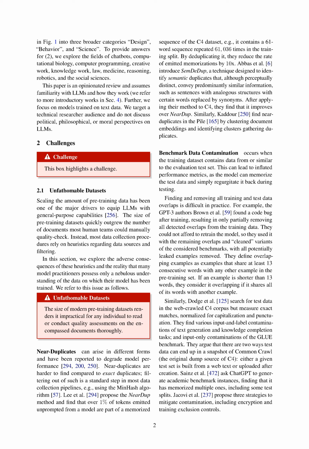Section Summary. In this section, the authors address two questions: the challenges that remain unresolved in the field of language model, LLM, research, and the current applications of LLMs and how these challenges are constraining them. They categorize the challenges into three broader categories: design, behavior, and science. One of the major challenges discussed is the issue of unfathomable datasets, where the size of pre-training datasets has outgrown the ability of human teams to manually quality check them. The authors propose methods such as near-dup and sem-dedup to identify and filter out near duplicates in the data, which can degrade model performance.